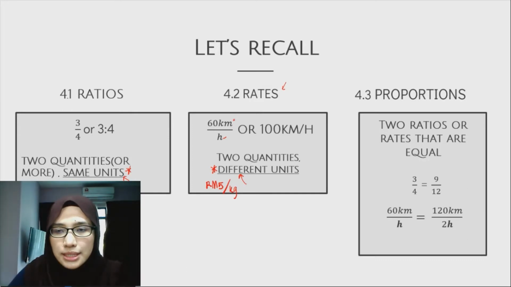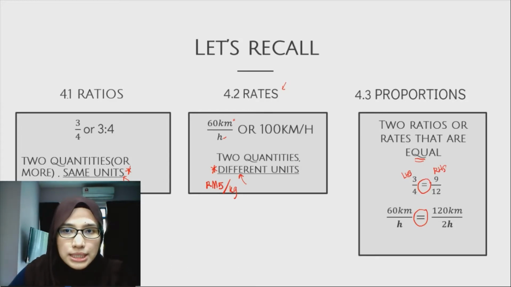What is proportion? Proportions are an equality or equation between two ratios or rates that are equal, meaning we need to have an equal sign. Left hand side must always equal your right hand side. This one is ratios: 3/4 is equal to 9/12. Same goes for our rates: 60 km per hour is equal to 120 km per 2 hours.